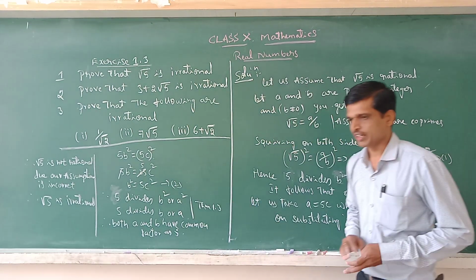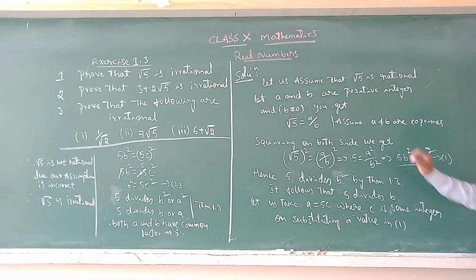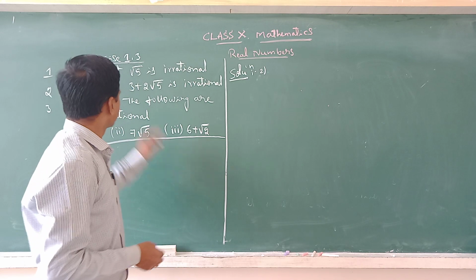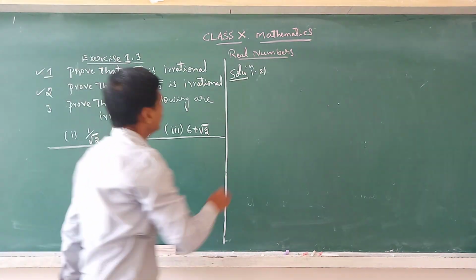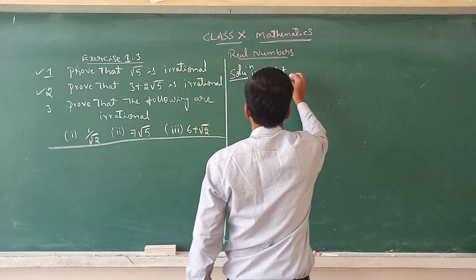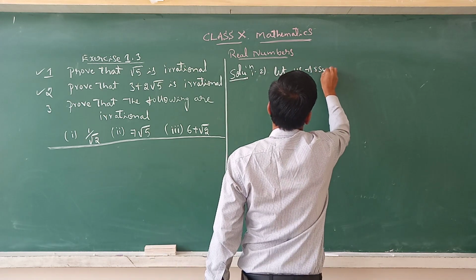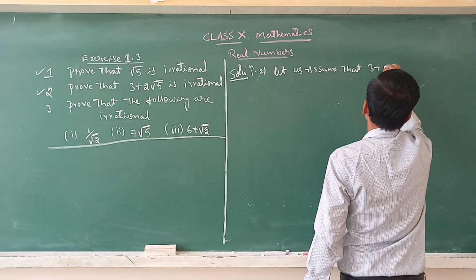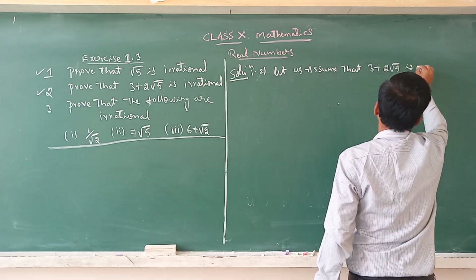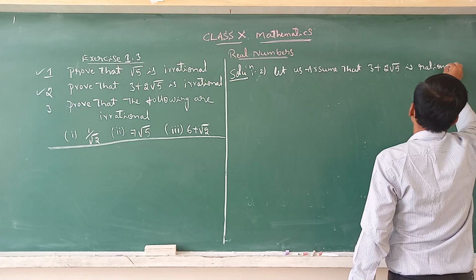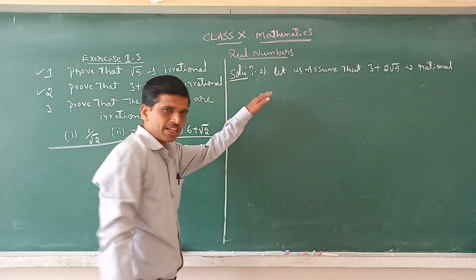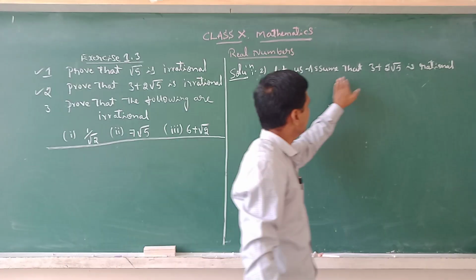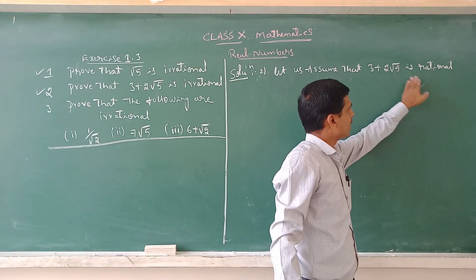Okay, so this is one thing. Now let us take the second one. One is over, now take the second one. In the same way, let us assume that 3 plus 2 root 5 is rational. The same way as the previous case we solved, we can take the assumption by contradiction, that 3 plus 2 into root 5 is rational.